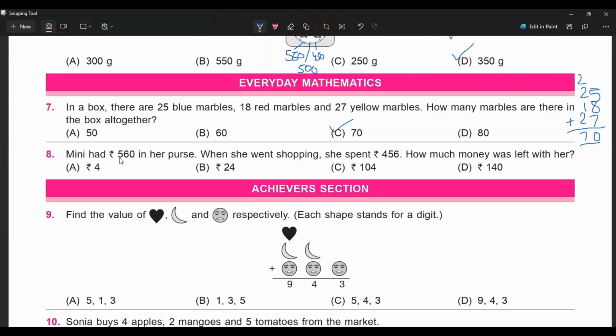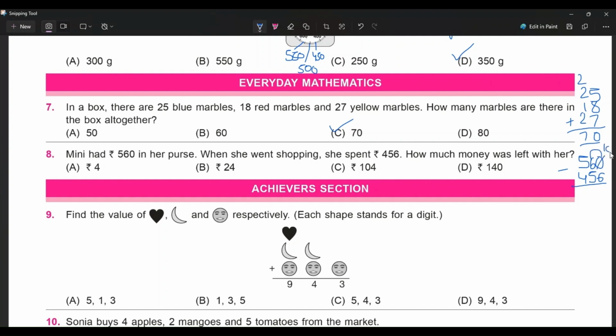Eighth question. Minnie had rupees 560 in her purse. When she went shopping, she spent 456 rupees. How much money was left with her? So we are supposed to subtract. The total money she has in her purse is 560 rupees, and she has spent on shopping 456 rupees. So let's subtract these two.